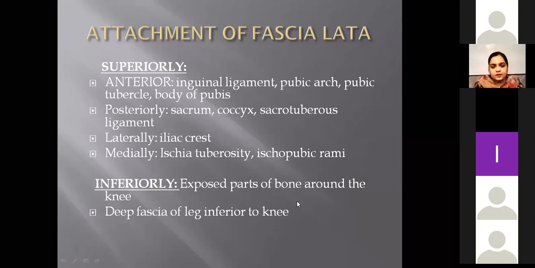The intermuscular septa are inserted into the linea aspera. Linea aspera is a line, which we will discuss in our next class when we study the femur. Linea aspera is simply a line on the femur, and these three intermuscular septa insert into this line.